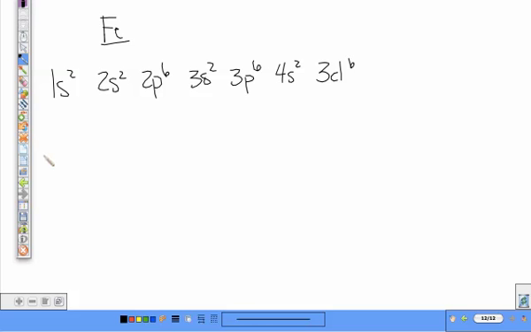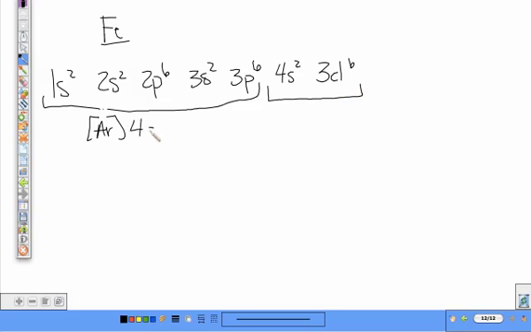So now the next question is the noble gas configuration. What's the noble gas that comes before iron? Argon, yep. And the electron configuration for argon is this whole part up to 3p, right here. And then what we need to add to it is this last part, the 4s2, 3d6. That's all you have to do for the noble gas notation.